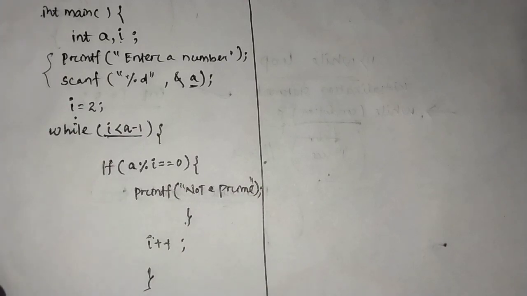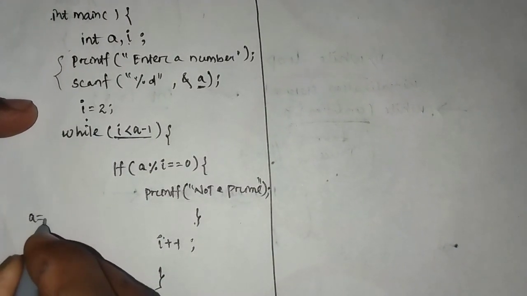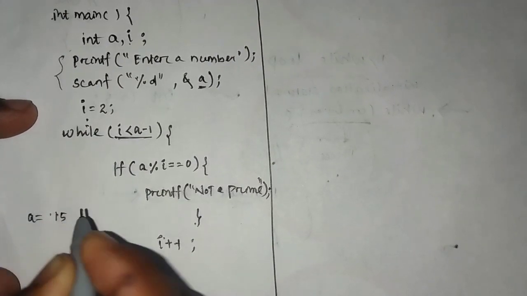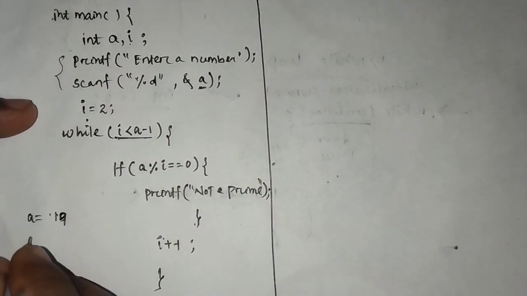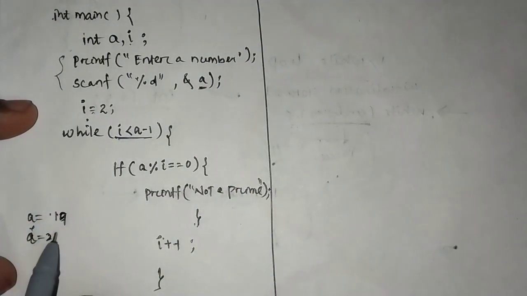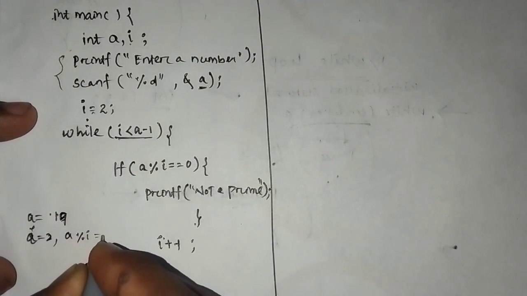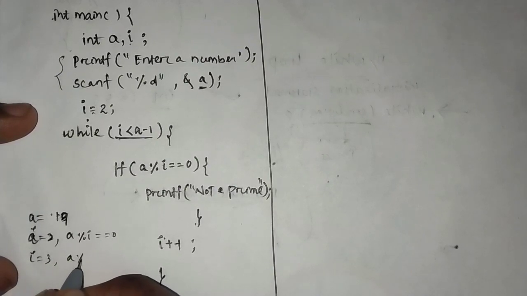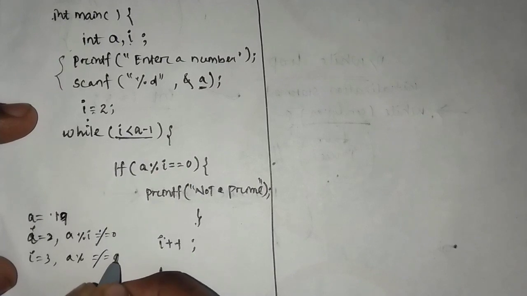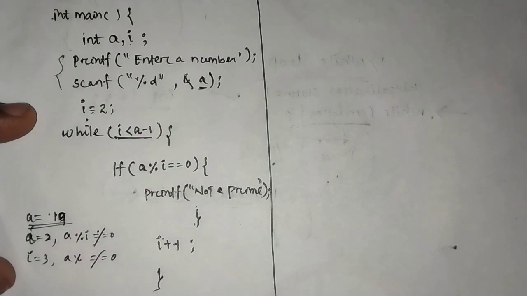If you run this, you will get "not a prime" printed many times. For example, if you input a equal to 19, then for i equal to 2, a modulus i is not equal to 0. For i equal to 3, a modulus i is not equal to 0. So 19 is a prime number, so it will not print anything.